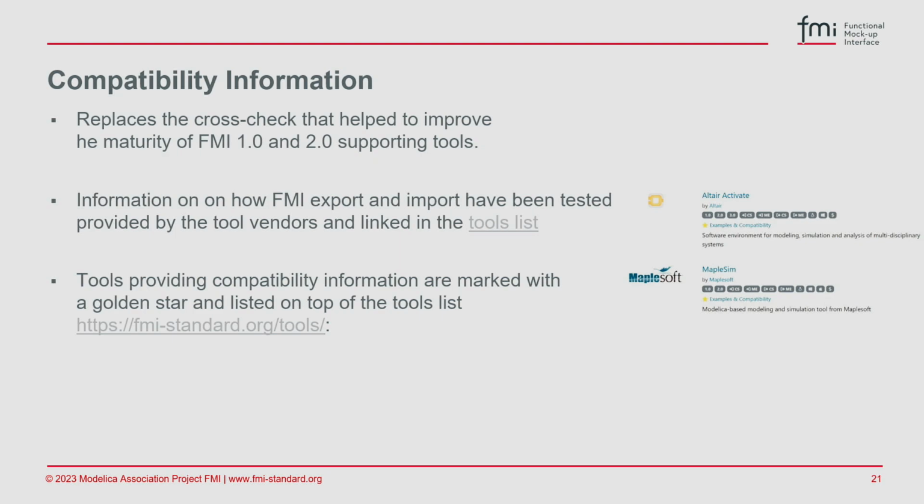In the tool list on the FMI webpage, you will find tools that have a golden star. These tools provide what we call compatibility information. The tool vendors themselves report with which tools they have tested. For example, an importing tool can say, I have tested FMUs from those 5 tool vendors, and an exporting tool can also provide example FMUs and say with which importing tools they were tested.